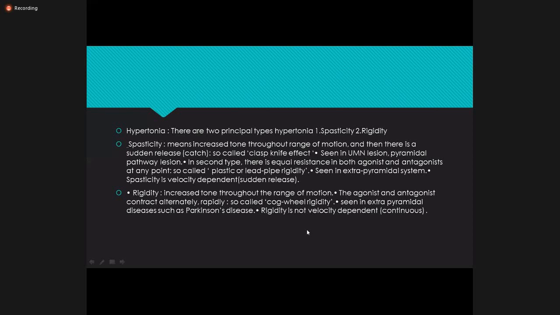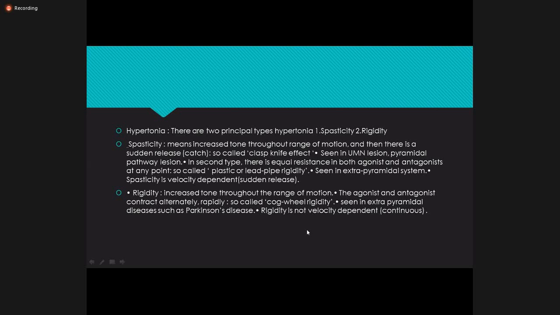But as you continue the movement, for example, if you are extending the elbow joint, when you start extending the elbow joint, in the initial phase, you will find extreme resistance or you have to exert much power. But as you continue to extend the elbow, you will feel a give way and then the limb extends smoothly. So this is called clasp knife, means when you open the knife, initially you will exert some power and then it opens up smoothly. So this is called clasp knife, right?